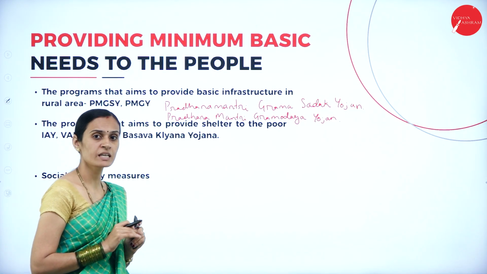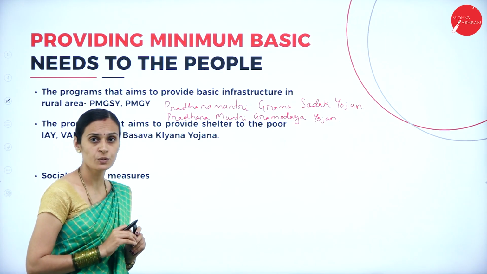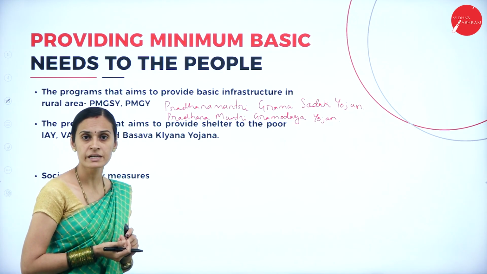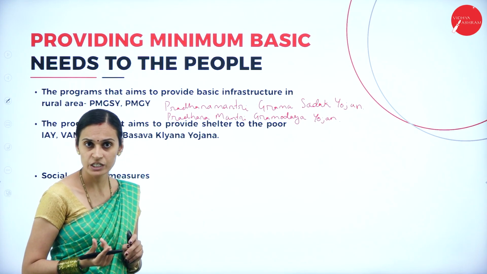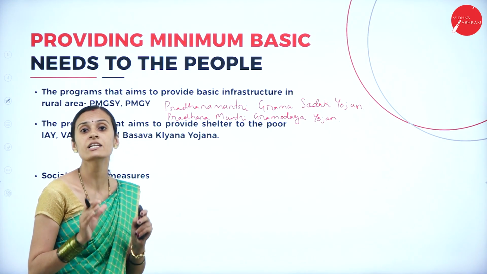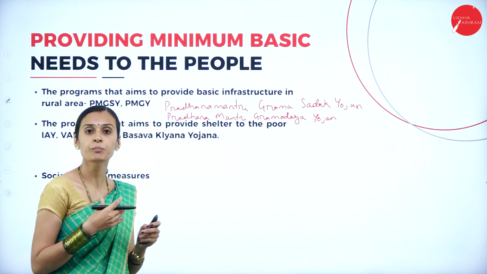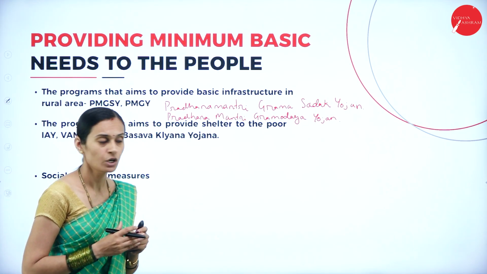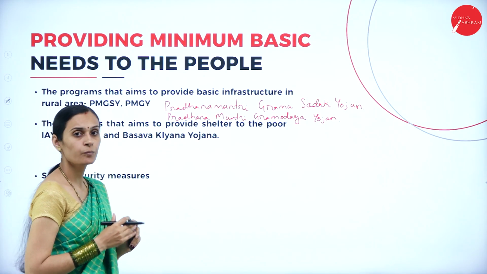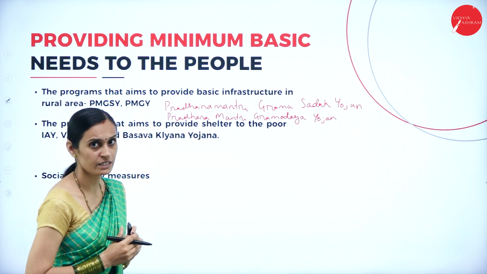This particular scheme includes 5 main objectives. So one is providing primary health, providing primary education, and providing clean drinking water and rural shelter, and also improving the nutritional status. Okay, so this is related to providing the basic infrastructure facilities.